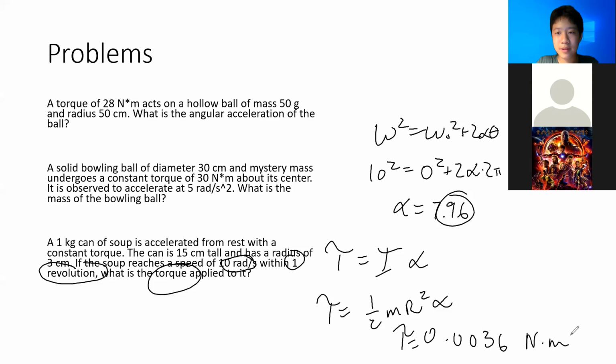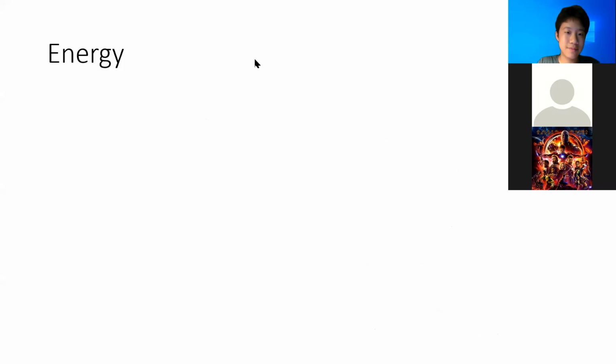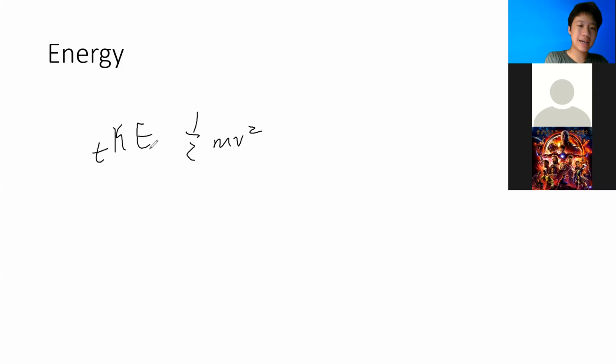All right, energy. So for translational motion, we had energy as 1/2 mv squared. And this is the kinetic energy of any object that's moving itself. For example, a box sliding on the floor, an airplane flying through the air. And any rotating object has rotational kinetic energy. So this is translational kinetic energy, I'll label it TKE. And we have RKE, rotational kinetic energy.